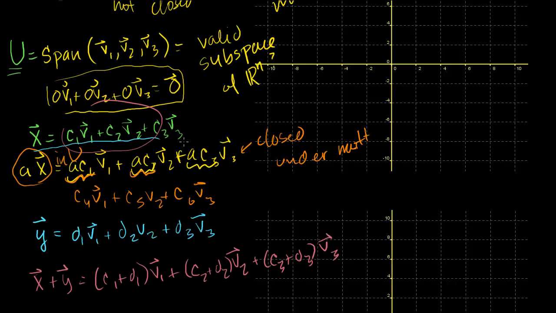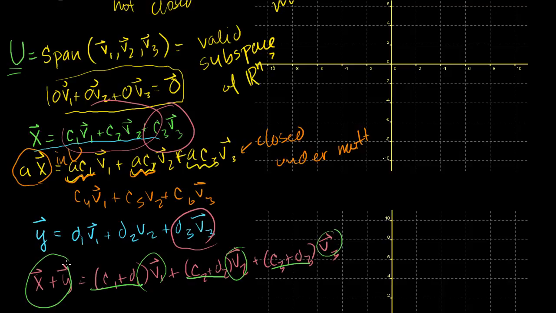Right? You had a v3 here, you had a v3 there, you just add up their coefficients. Clearly, this is just another linear combination. These are just constants again. That's an arbitrary constant, that's an arbitrary constant, that's an arbitrary constant. So this thing is just a linear combination of v1, v2, and v3.